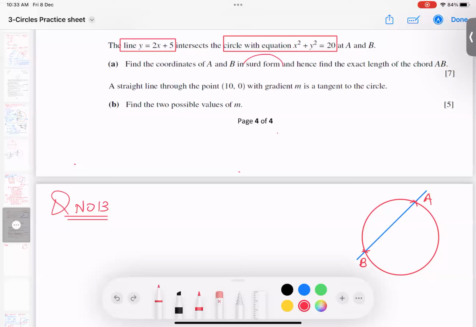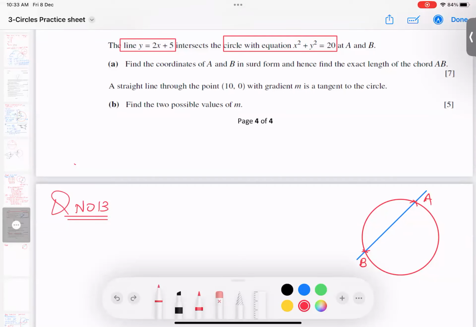This is the main thing. The main thing is surd form. What is surd form? Surd form is root form: root 10, root 3, root 2 plus 5, 2 plus 3 root. A lot of these things are coming like this. It's called surd form. So we have to give the answer in surd form and find the exact length between the chord. What is the chord length? From A to B, this is called chord length. So we'll go for the distance formula.